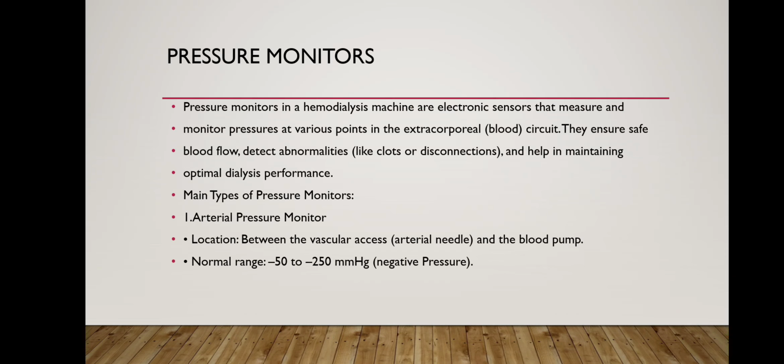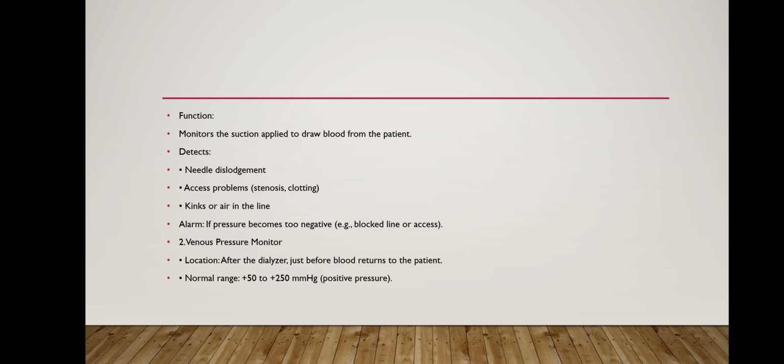First one, arterial pressure monitors. The location is between the vascular access, meaning the arterial needle, and the blood pump. The normal range is minus 50 to minus 250 mm Hg, which means negative pressure. The function is to monitor the suction applied to draw blood from the patient, detect needle dislodgement, and assess problems like stenosis, clotting, kinks or air in the line. The last one is alarm.